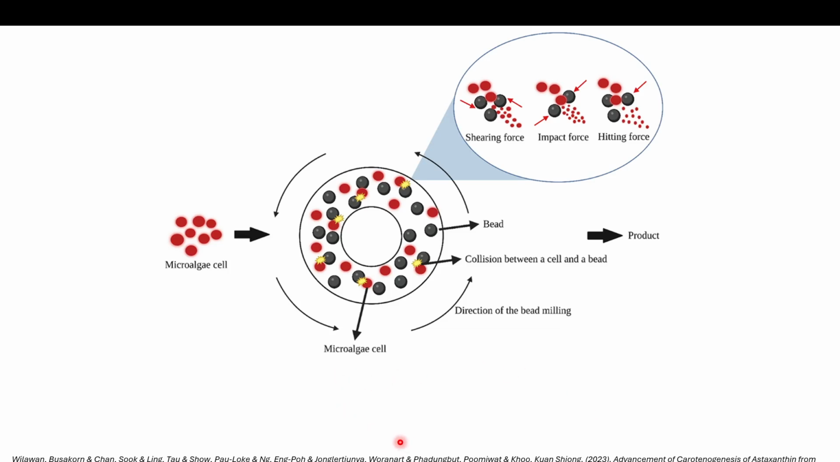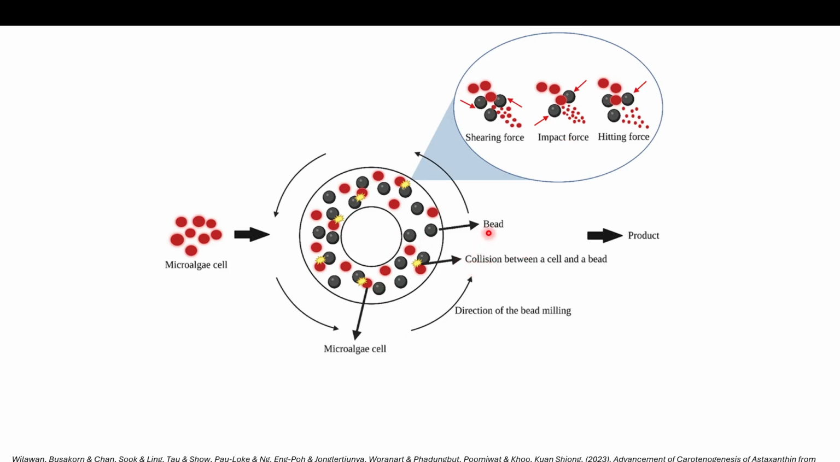This is a 2023 study. You can always go back and read this. This is taken from there. Suppose there's this particular cell that needs to be disrupted. These black ones are the beads and the red ones are the cells of our interest that need to be disrupted. It is getting centrifuged or rotated in a 360-degree rotation.